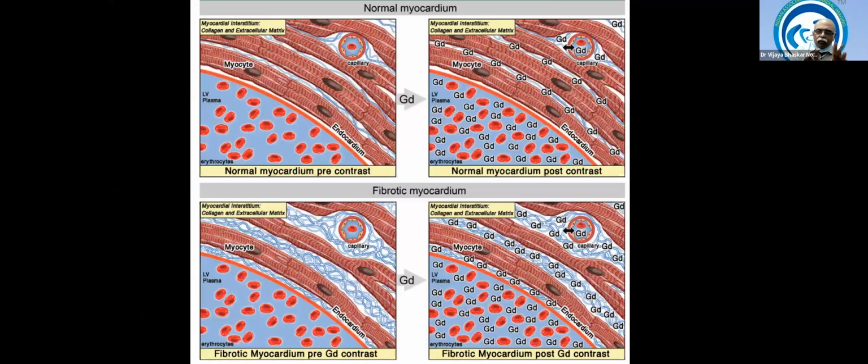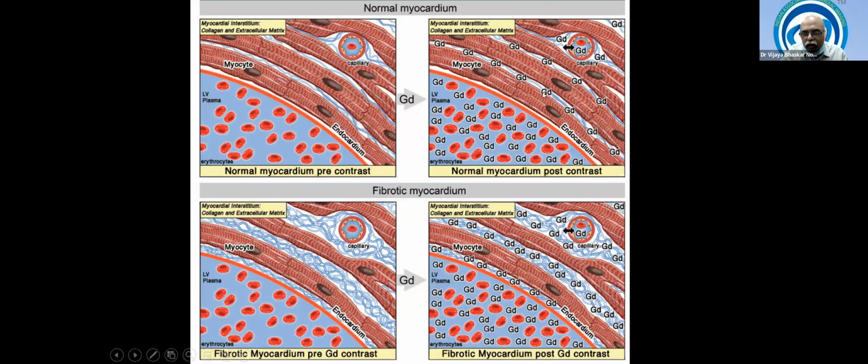Let us come back to the basic physics of ECV fraction. I already told you about ECV fraction. So this is a normal myocardium. The myocytes. This is the interstitium. That blue line, the interstitium, contains all those things I have told you already. There are some blood vessels and capillaries. This is the endocardial cavity with blood. It's got RBCs. Here, after giving contrast, the contrast is going into the blood pool, the endocardial cavity.